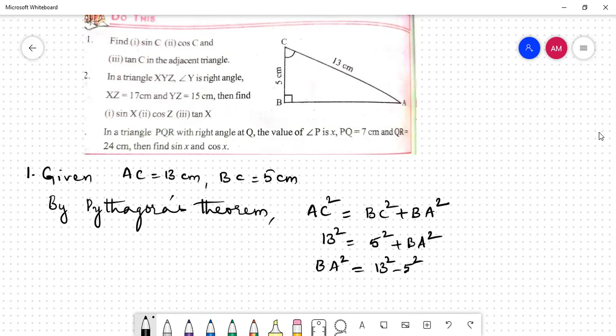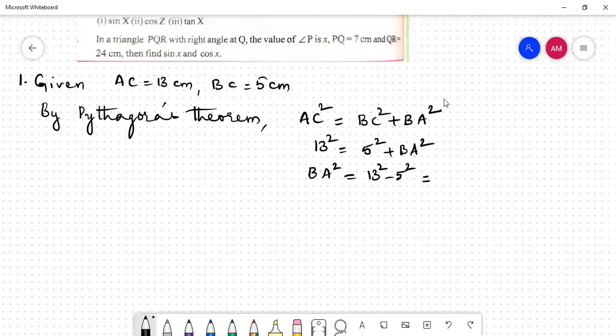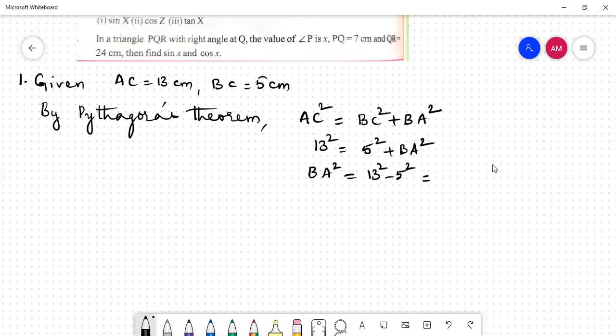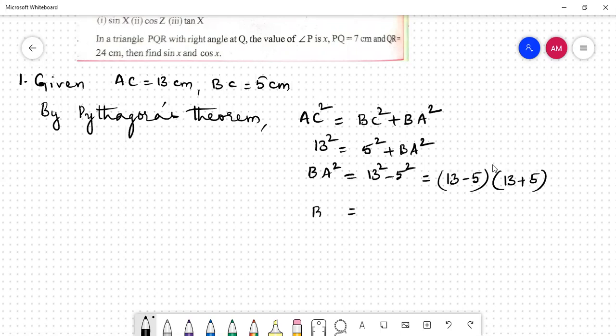How do we simplify this, ma? Give response. How do we simplify this? 13 square minus 5 square. That is a square minus b square, which is a minus b into a plus b, isn't it? So what is this? 13 minus 5.